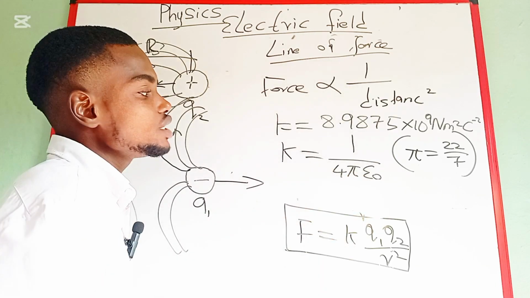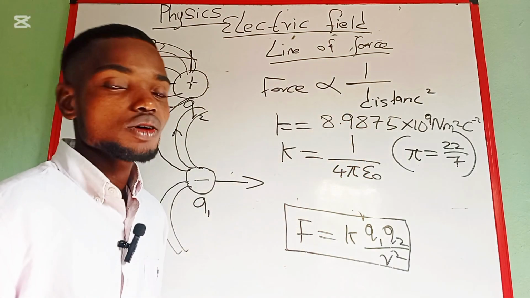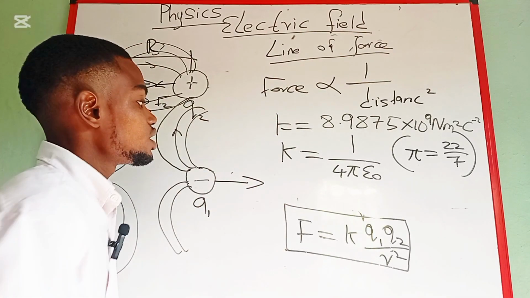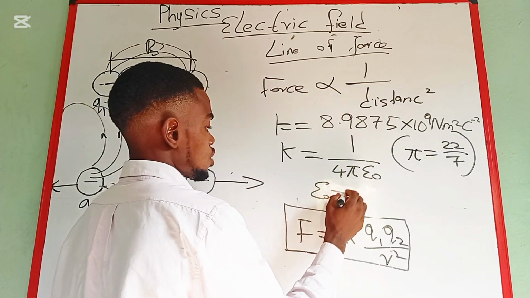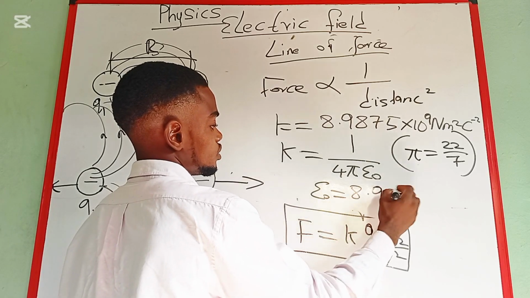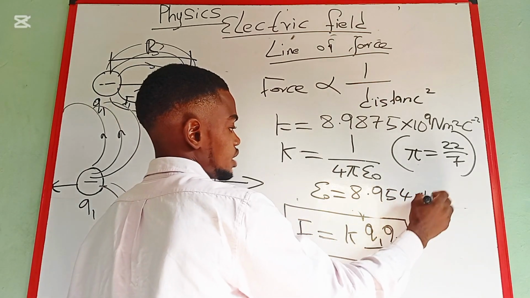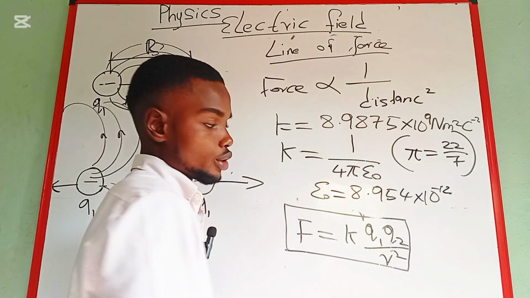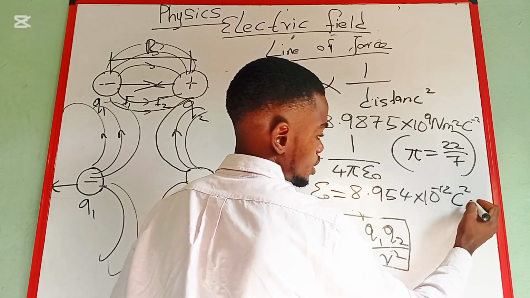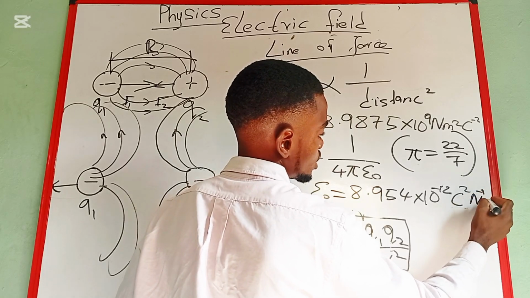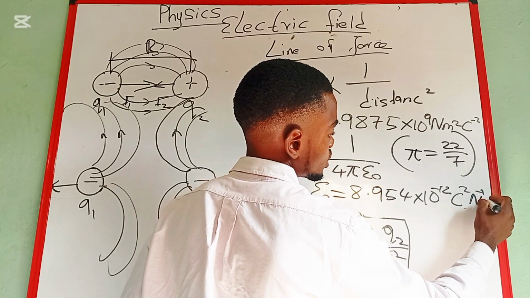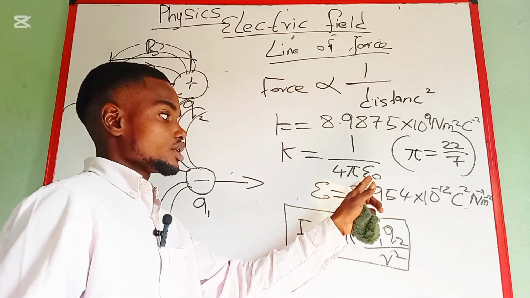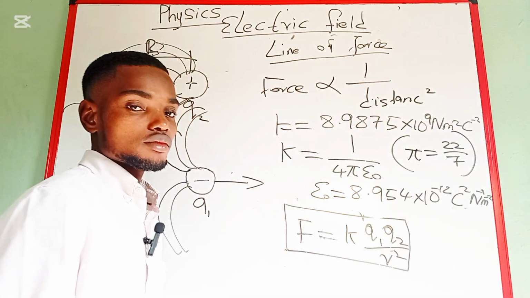All right. Now, mind you that the permittivity of free space also has its own value, just like the K here has its own value. Now, the permittivity of free space equals 8.954 times 10 raised to the power negative 12. This time around, the unit is Coulomb square per Newton per meter square. That is the value of the permittivity of free space. You understand?